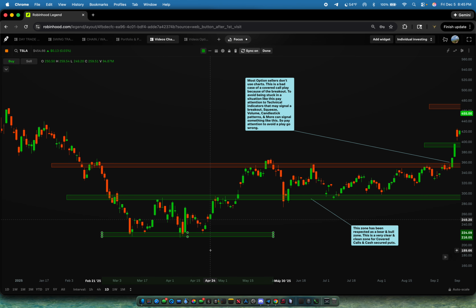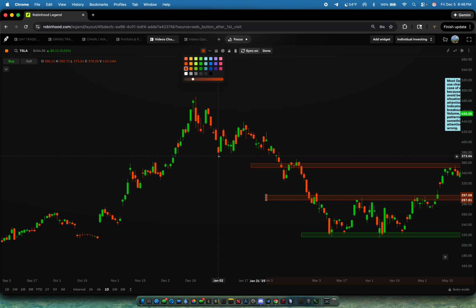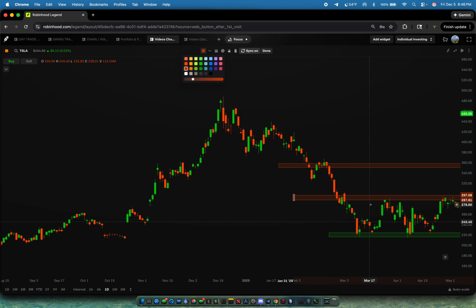Every time we get to the green zone, as long as we bounce off of a certain area, this is where you want to do cash secured puts. Every time we get to the top of a zone, let's just pretend that this is red for now and that all of this never happened right here, okay? So this is where you want to do covered calls. Every time we drop down, take profits. We come back up, do covered calls again, come back down, take profits.